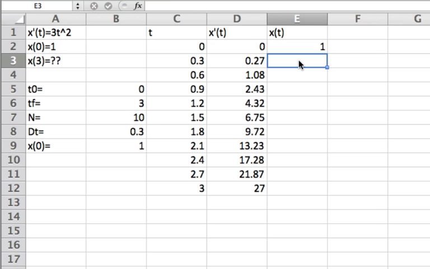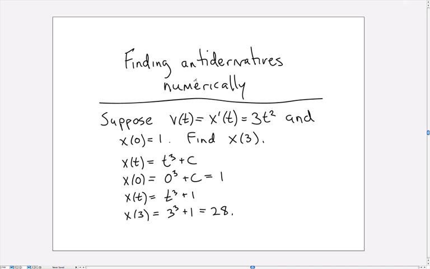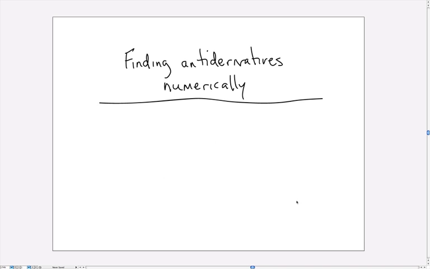And then from then on, we're going to use an update that's based on knowing the derivative. So let's switch back over to our blackboard or whiteboard here and go through and figure out what we should be including in that cell.